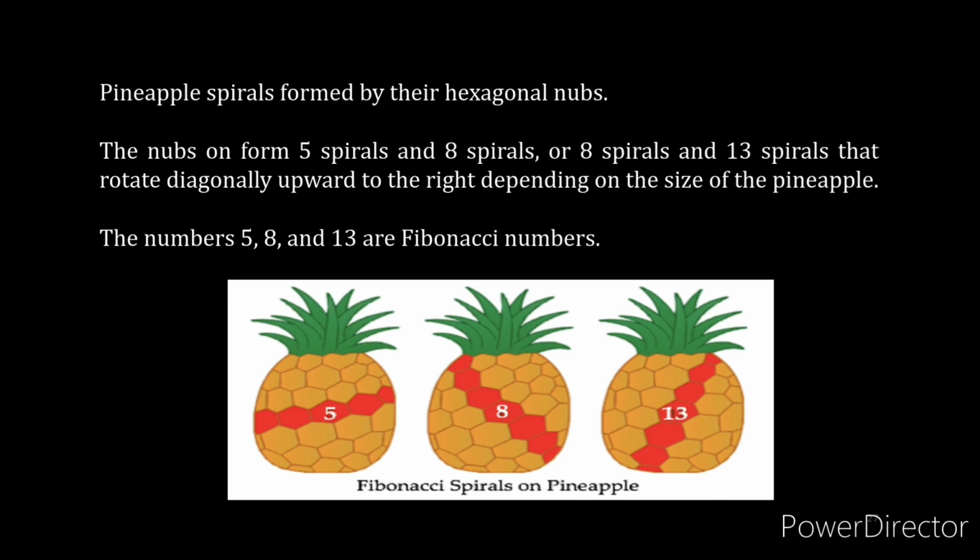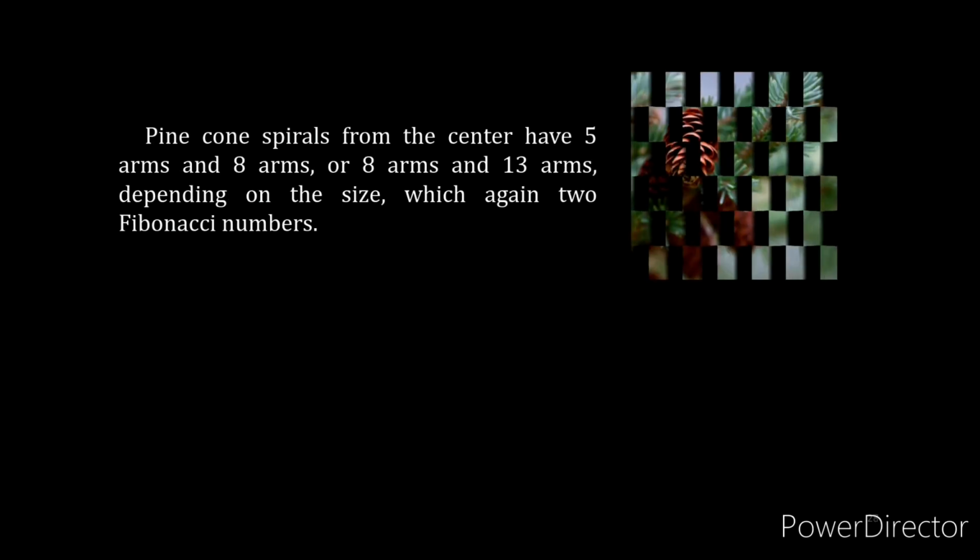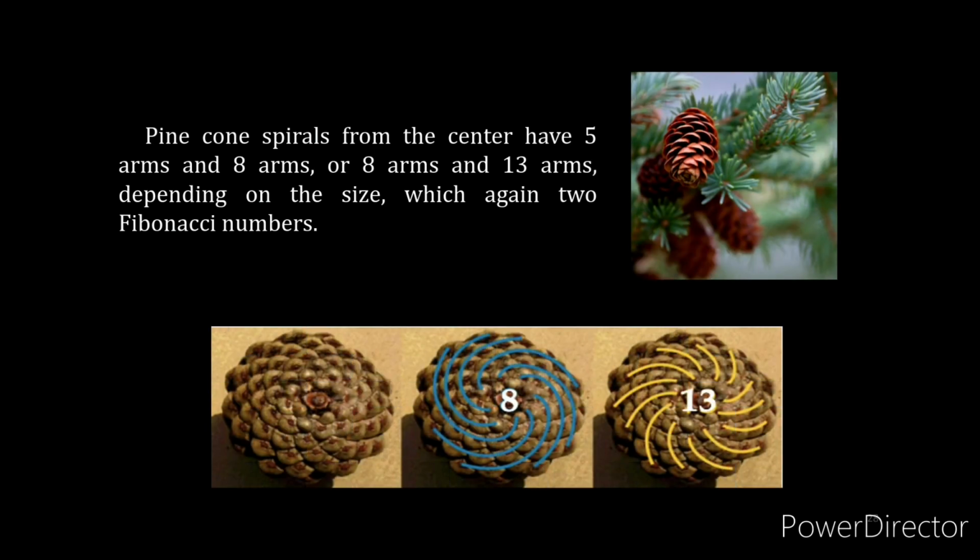How about the pineapples? The diagonal knobs, number of knobs diagonally sa ating pineapple ay may sinusundan ding Fibonacci number. 5, 8, 13. And even sa ating mga pine cones, katulad ng sunflowers, spirals ng pine cones ay may pattern ng Fibonacci.